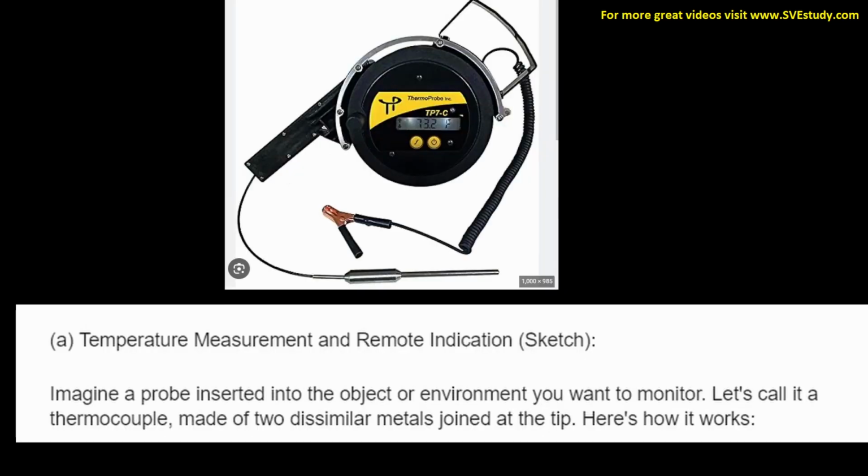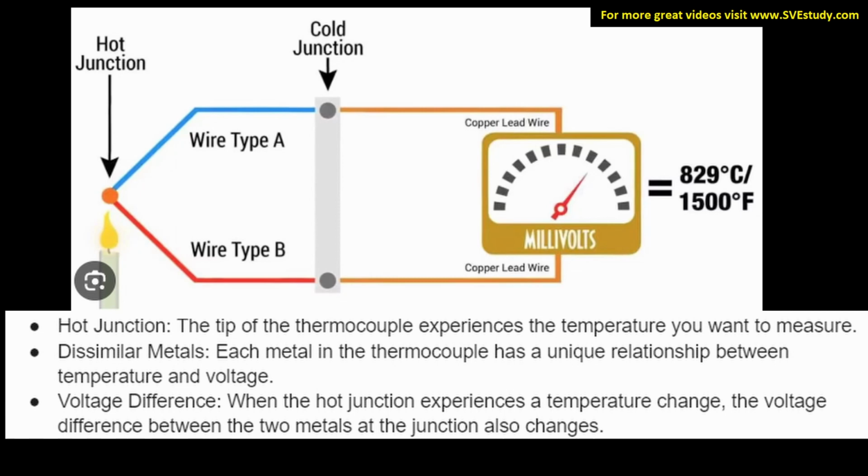A. Temperature measurement and remote indication. Imagine a probe inserted into the object or environment you want to monitor. Let's call it a thermocouple, made of two dissimilar metals joined at the tip. Here's how it works. Let's look at the sketch.